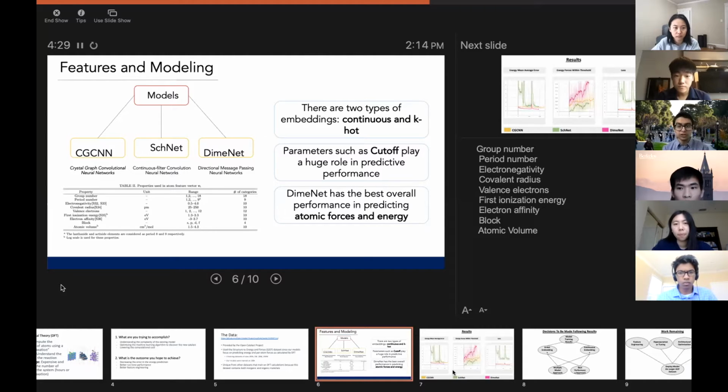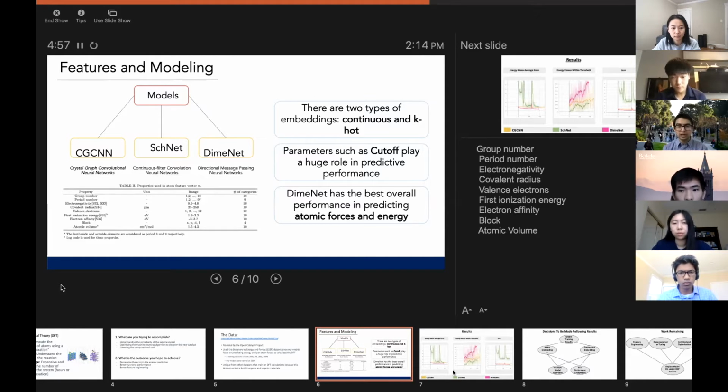So we use multiple features as seen in the table at the bottom. These features consist of common attributes of atoms like electronegativity and atom size, and these help in the prediction we would like to make. We use 2 main types of features, K-hot and continuous, and these play a huge role in how our predictive capabilities work, as well as hyperparameters such as cutoff, which tells how radially far away from one atom we want to compute things.